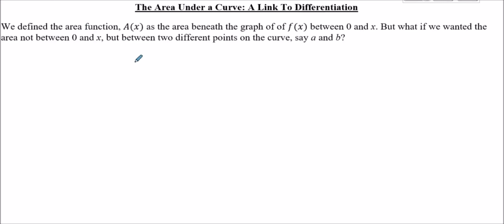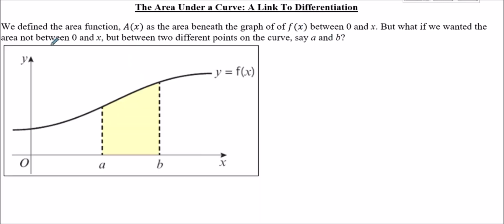Just going slightly further, I did define the area function as being between 0 and x. So what if you didn't want it to be between 0 and x, but you wanted an area between two different points on the curve, say between A and B, like we've got here? Okay, what about this instead? So the required area in yellow would be the area function at B subtract the area function of A.